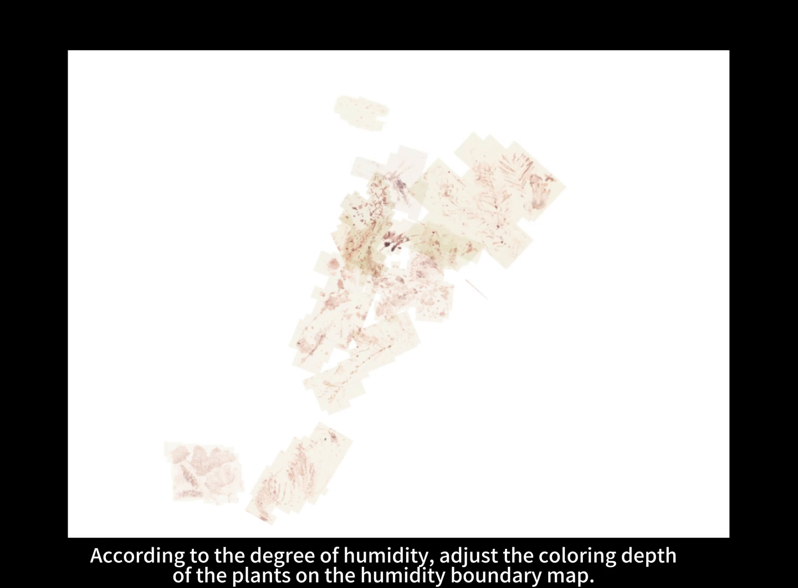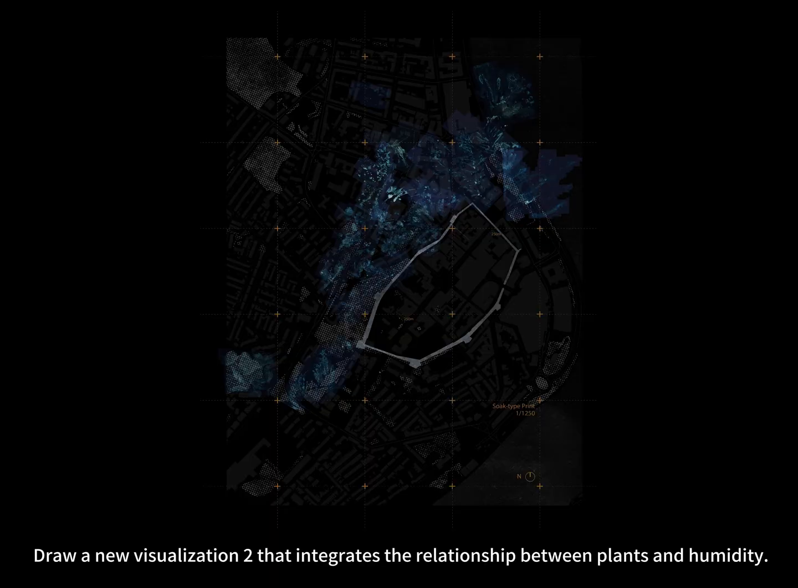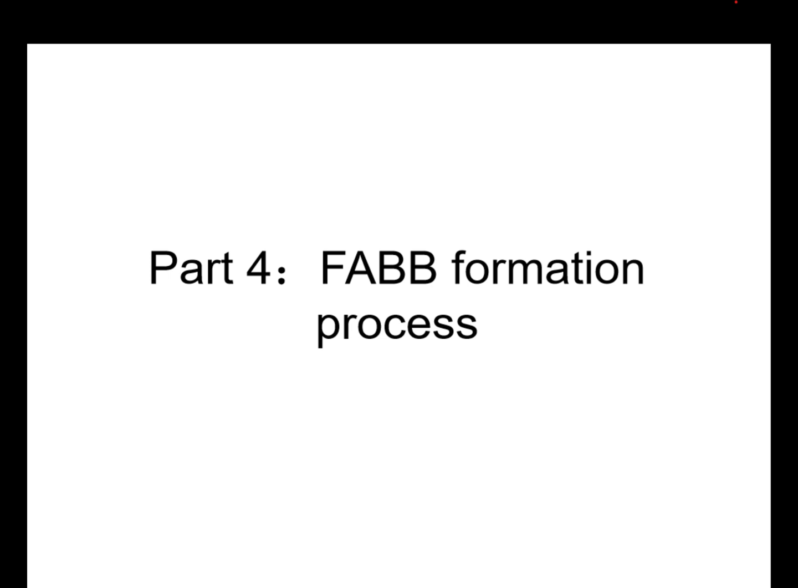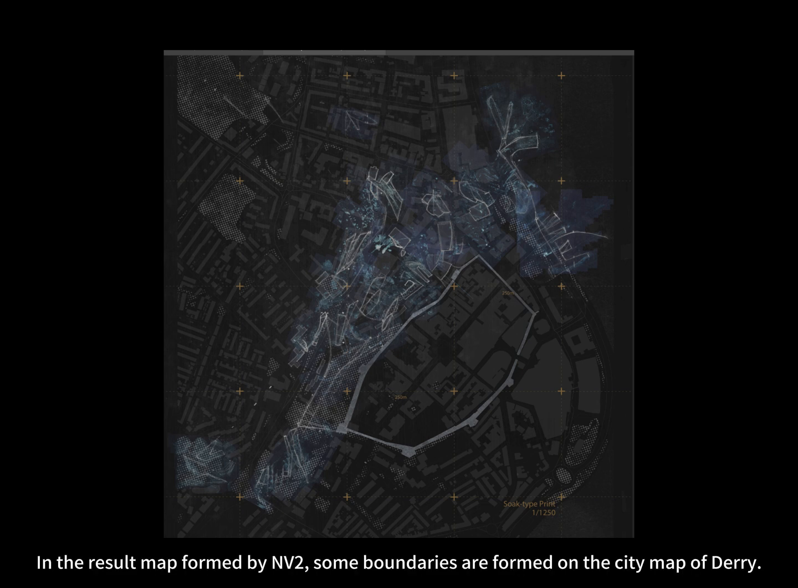According to the degree of humidity, adjust the coloring depth of the plants on the humidity boundary map. Draw a visualization that integrates the relationship between plants and humidity. This map contains information about plant distribution and humidity, forming some more interesting boundaries on the map. In the result map formed by NV2, some boundaries are formed on the city map of Derry.